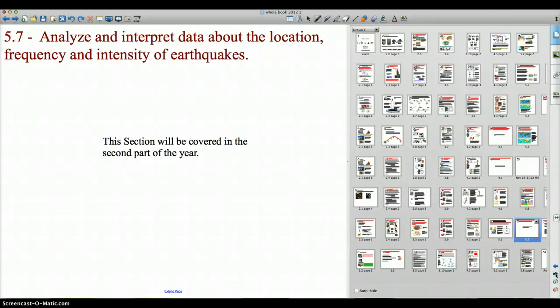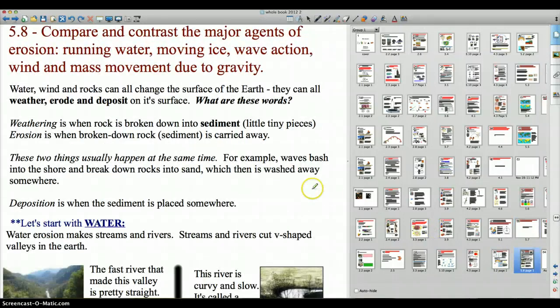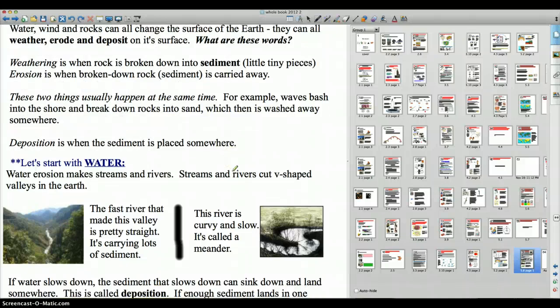Skip 5-7. 5-8. Know the difference, know what weathering, erosion, and deposition is, and the difference. Weathering breaks down rock into sediment. Erosion is when it's taken away, and deposition is where it's put somewhere.